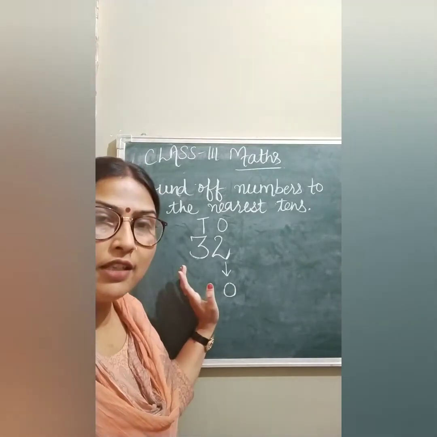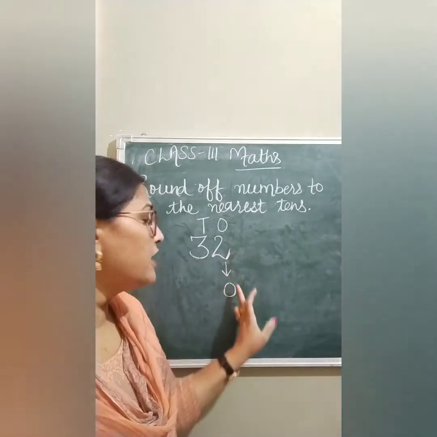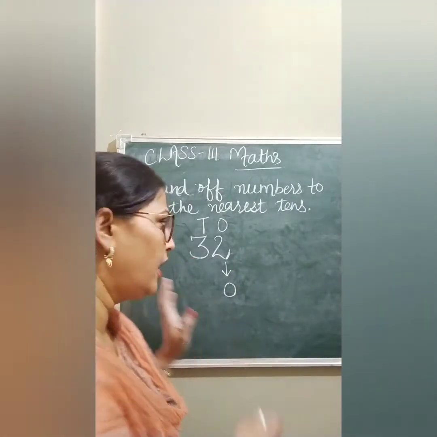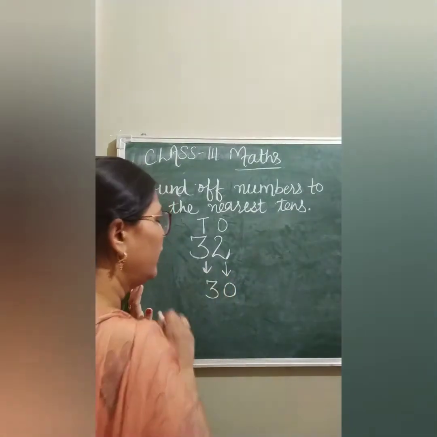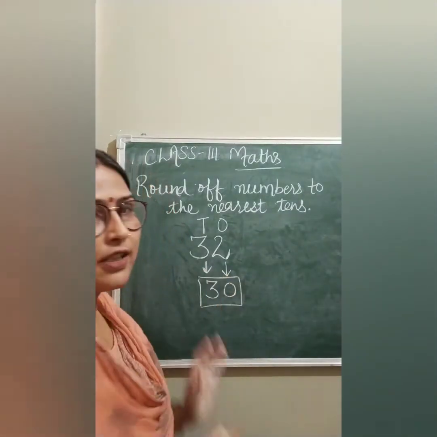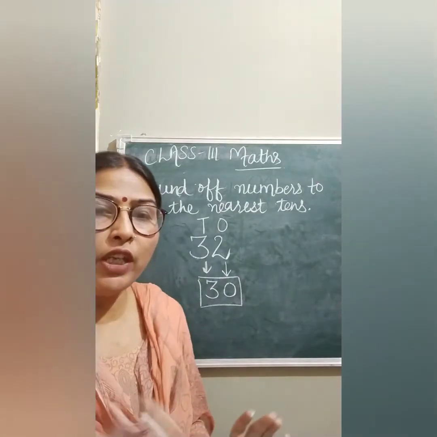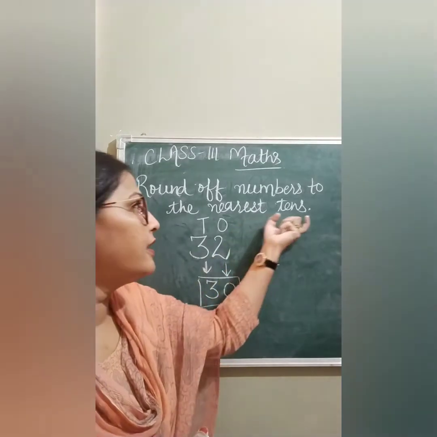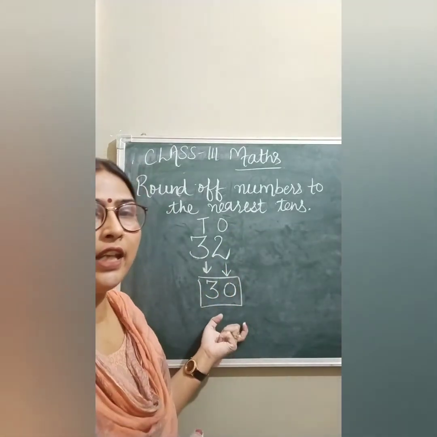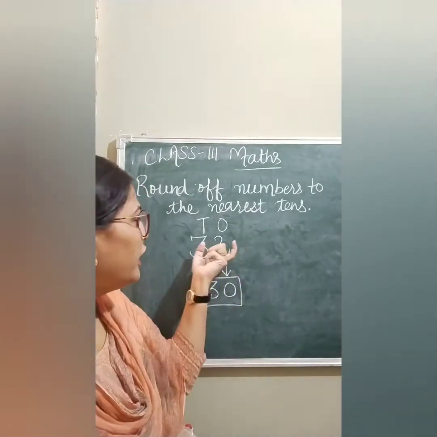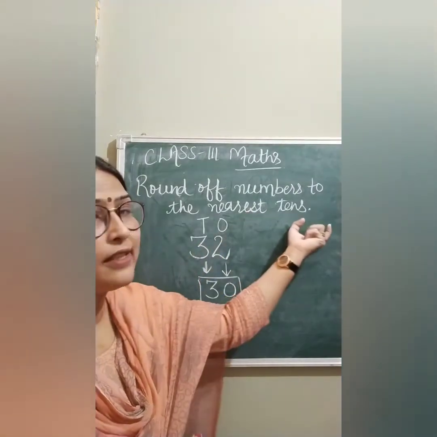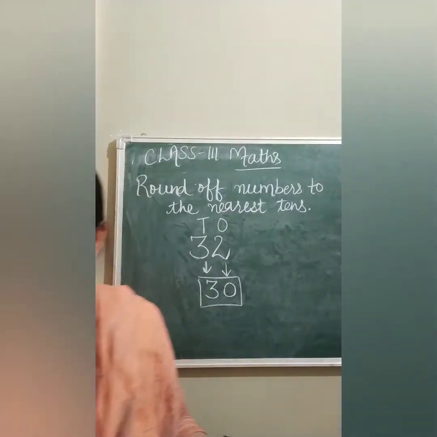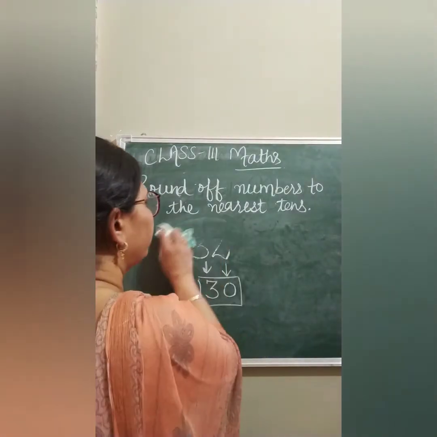Now here in this sum we can see the ones place digit is less than 5, so there will be no change in the tens place digit. It will be written as only 3. So we got the answer 30. Yes, so we can say 32 rounded off to the nearest tens is 30. Yes, now let's do more examples.